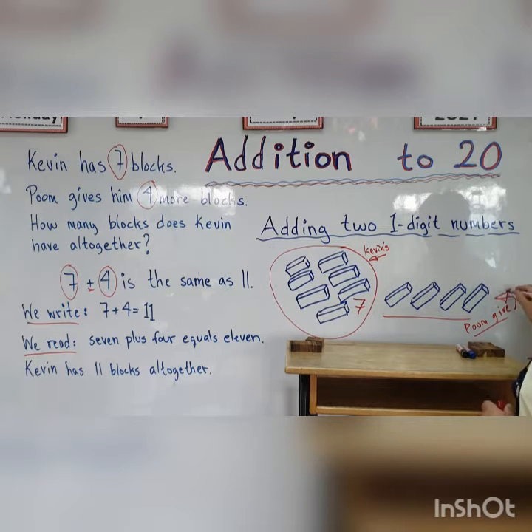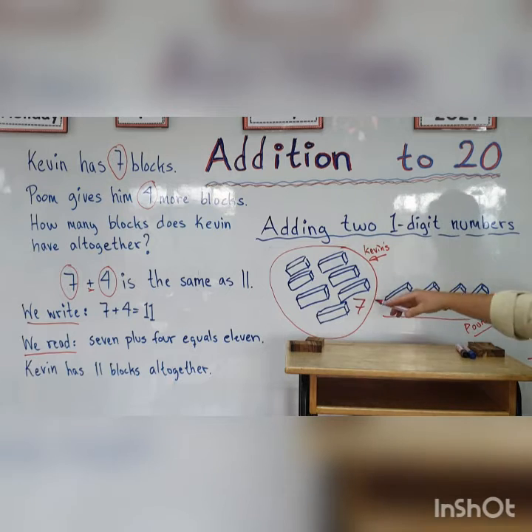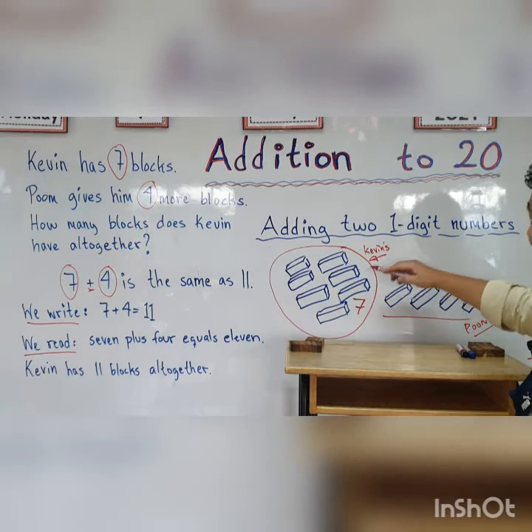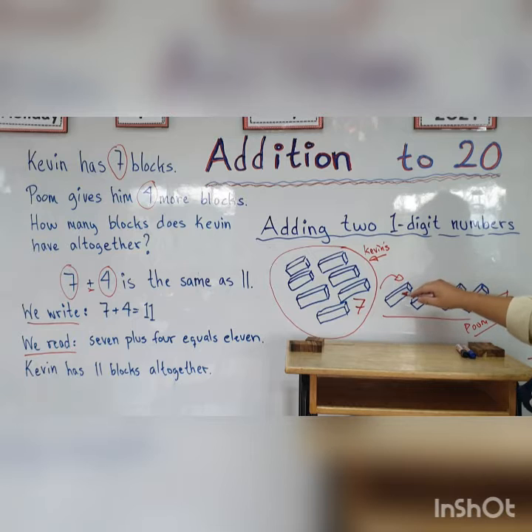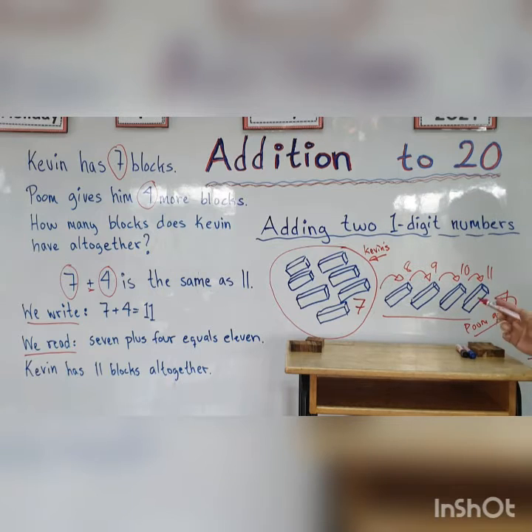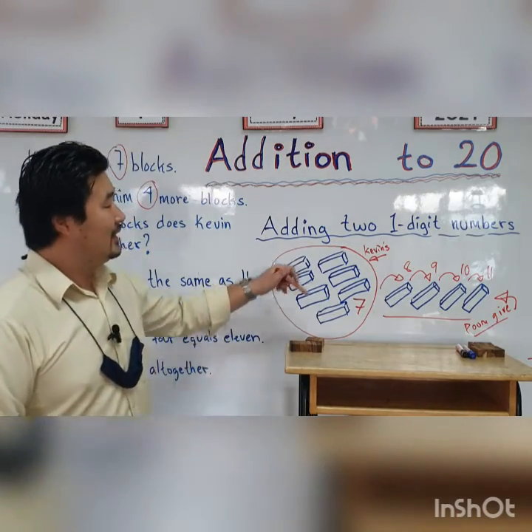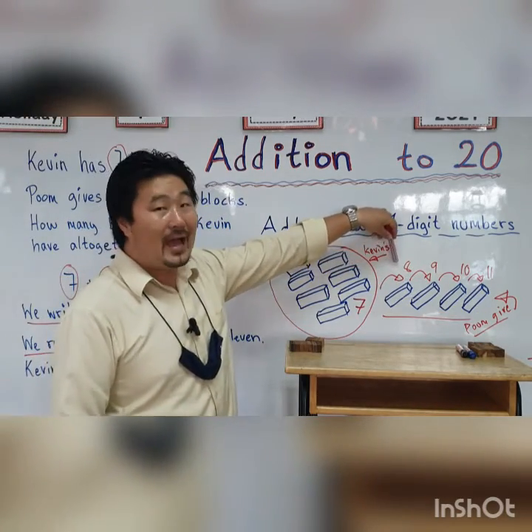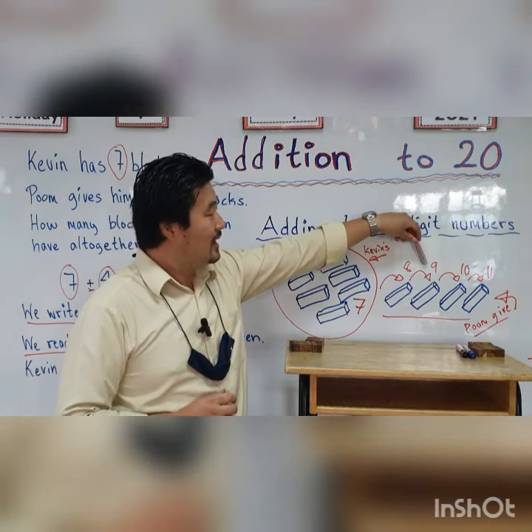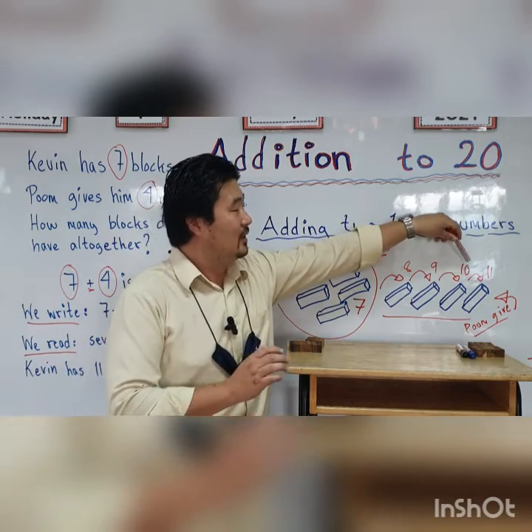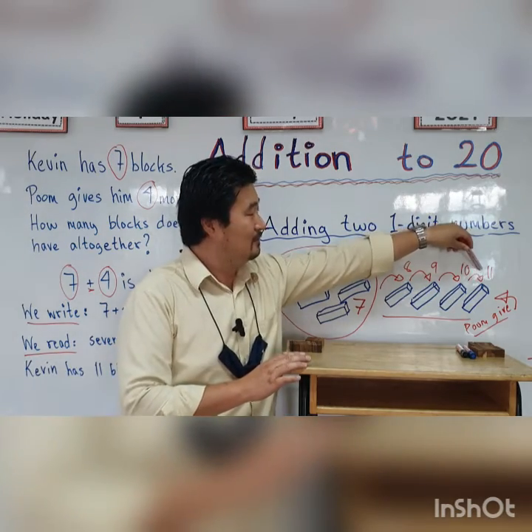Okay, so let's count on. So we have 7 blocks from Kevin already, 7, and then add 1 more, 8, and then add 1 more, 9, add 1 more, 10, and add 1 more, 11. So this is how we count on. 7, and then we add 1 equals 8. We add 1 more, 9, plus 1 more, 10, and plus 1 more, 11.